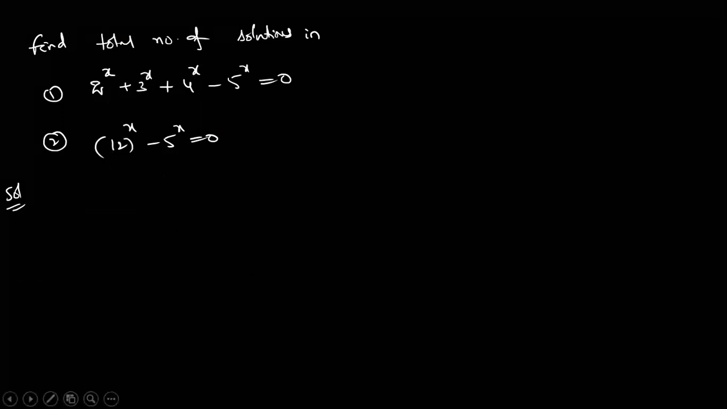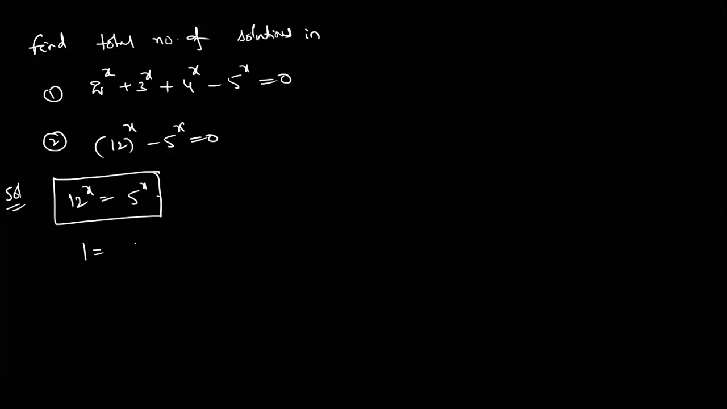12^x, like that. You can take it, no problem. This should get ready. So question number 2, solve. 12^x = 5^x. Dear students, see. So this one I can write as 1 = (5/12)^x. This is equal to y. Now, y = 1 and y = (5/12)^x.